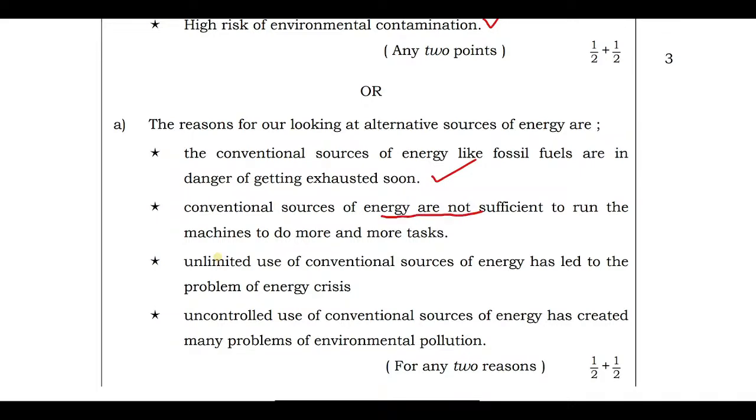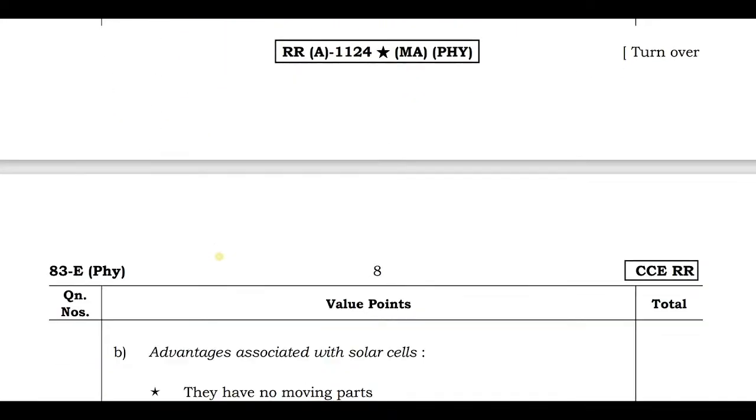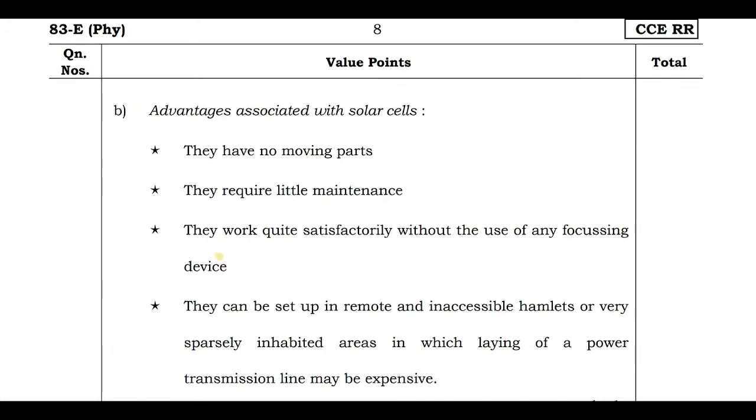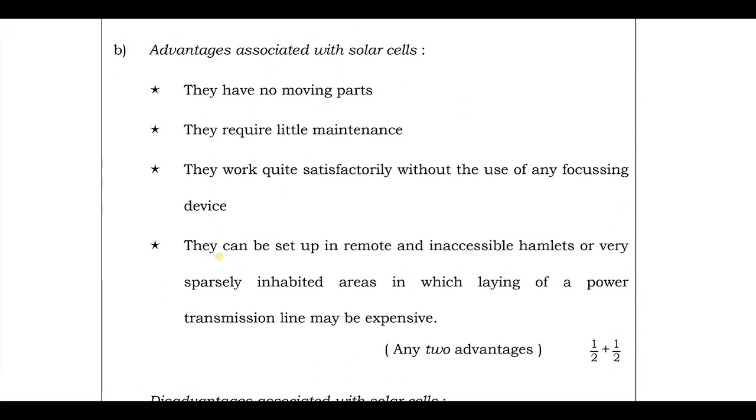Conventional energy sources are not sufficient to run the machines to do more work. Unlimited use of conventional sources of energy has led to the problem of energy crisis. Uncontrolled use of conventional sources of energy has created many problems of environmental pollution.